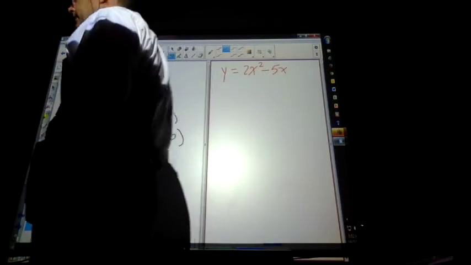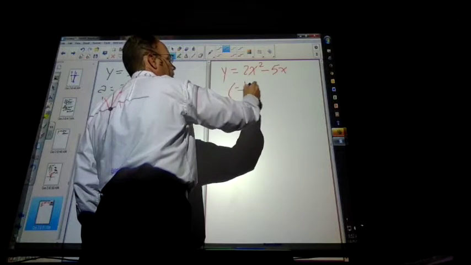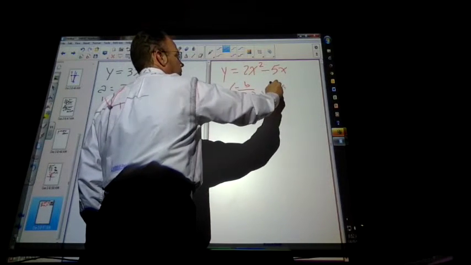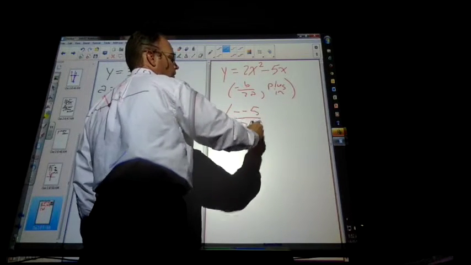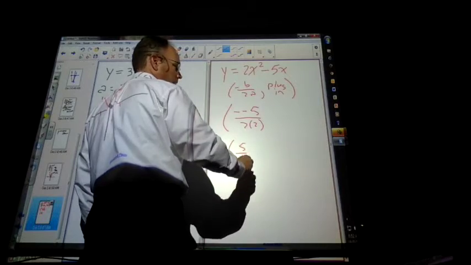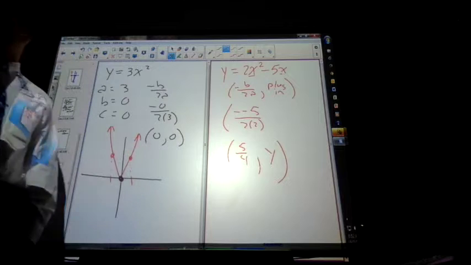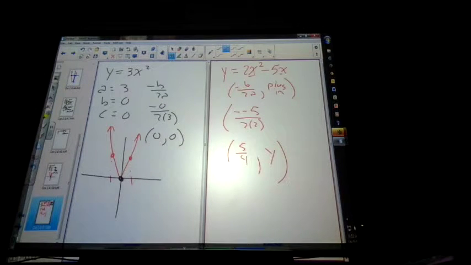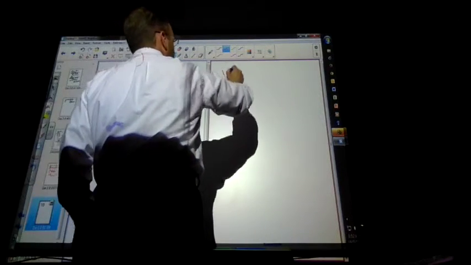What's my vertex? You're going to get negative b over 2a. Plug in. So that's going to give me negative 5 over 2 times 2. So I'm going to get 5 over 4. Plug that back in to get your y component out for your vertex. How fast would this one grow? Right one, left one from your vertex, up how many? 2. Okay? Is it possible you have a problem that you don't have a b value on?